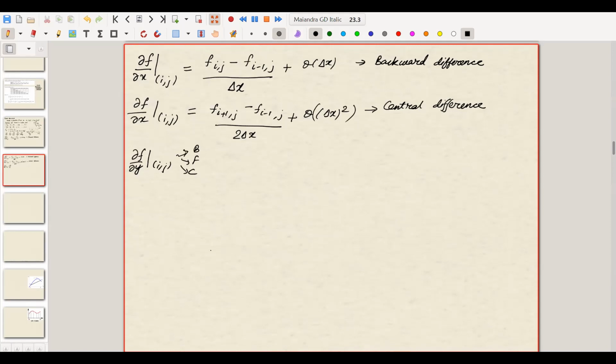Okay, now a bit more interesting thing, which will be helpful in your partial differential equations. Well, we will be learning about partial differential equations. So that is the double derivative, but partial. So we'll try to evaluate ∂²f/∂x² at i, j. What will it be?